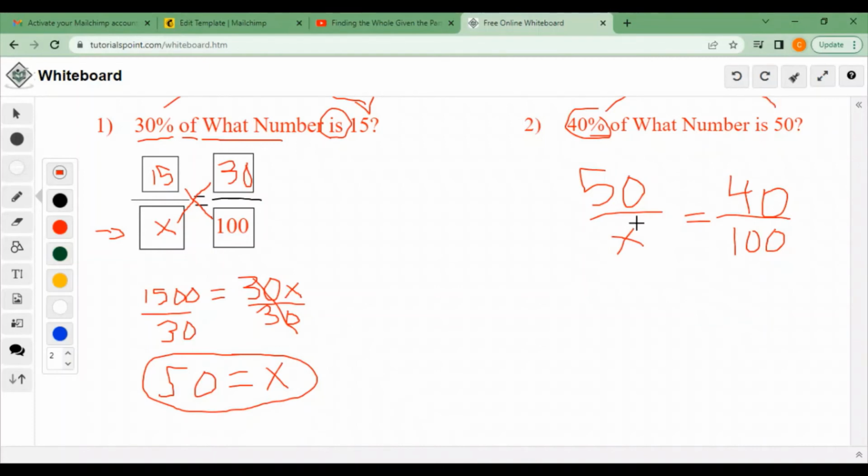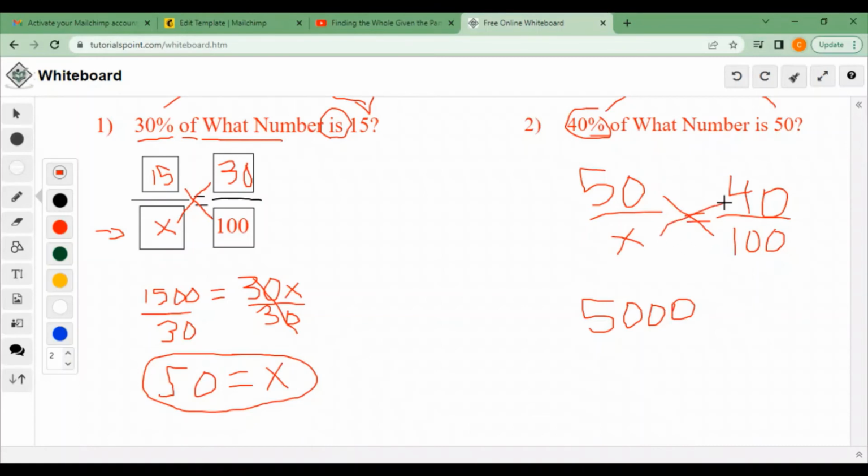So I want them both at the top of the fraction. If 40 is at the top of the fraction, then whatever it is equal to, I want at the top of the fraction as well. That setup is extremely important so that you're doing this appropriately. Then we're going to cross multiply. 50 times 100: anytime you multiply something by 100, you can usually just add 2 zeros to it. So 50 times 100 is 5,000.